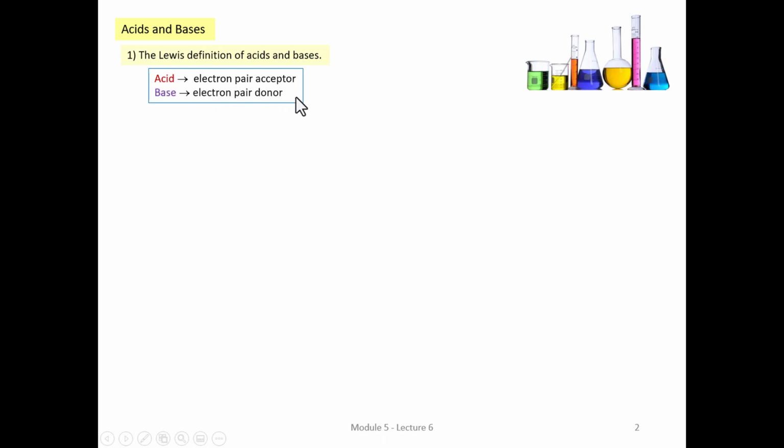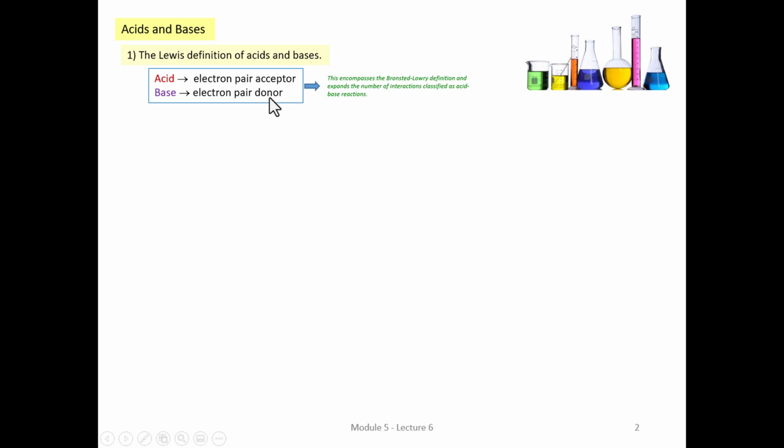So before going on more on the effect of molecular structure on the strength of acids or bases, let's go back to our initial point, the Lewis definition of acids and bases. Simply put, an acid, under the Lewis definition, is an electron pair acceptor, and a base is an electron pair donor.